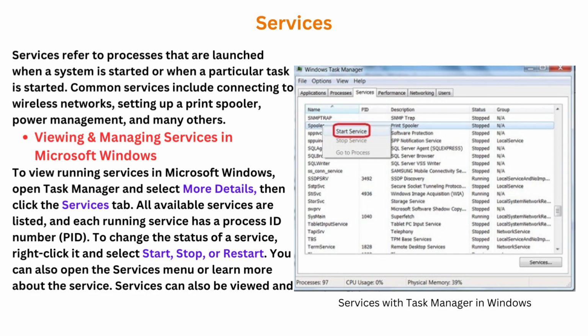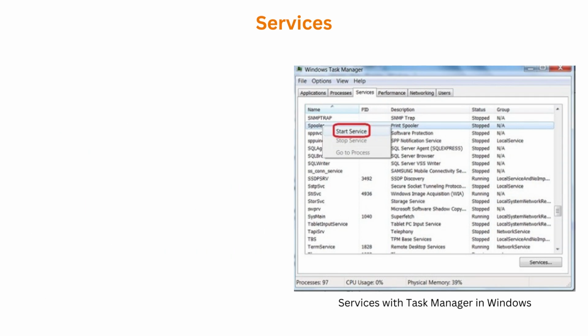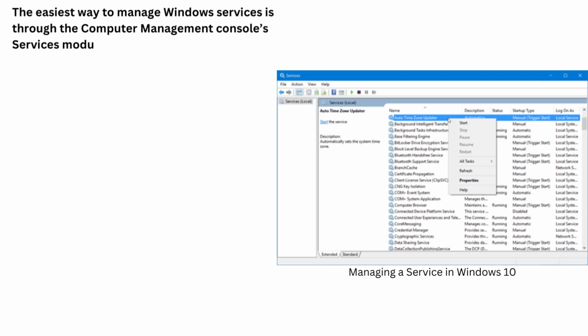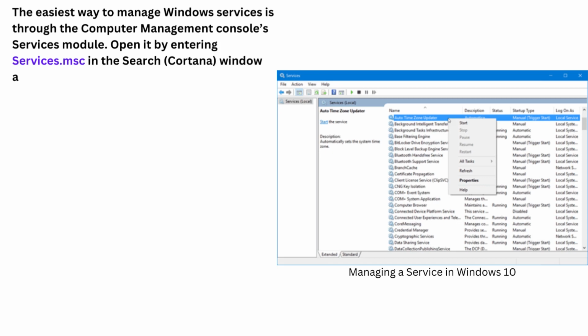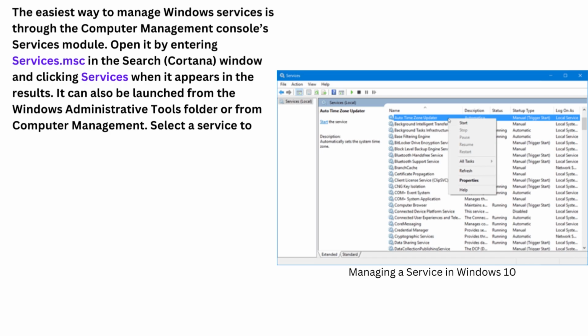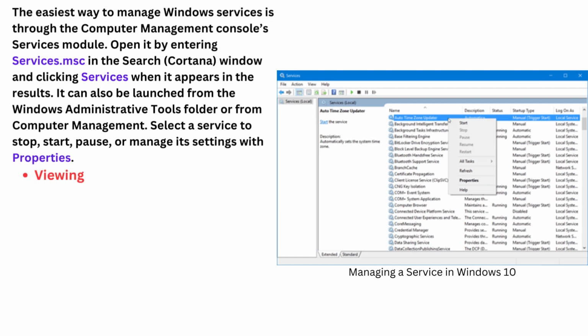Services can also be viewed and managed with the SC command line program. The easiest way to manage Windows services is through the Computer Management Console's Services module. Open it by entering services.msc in the search, Cortana, window and clicking Services when it appears in the results. It can also be launched from the Windows Administrative Tools folder or from Computer Management. Select a service to stop, start, pause, or manage its settings with properties. Viewing and managing services in macOS.